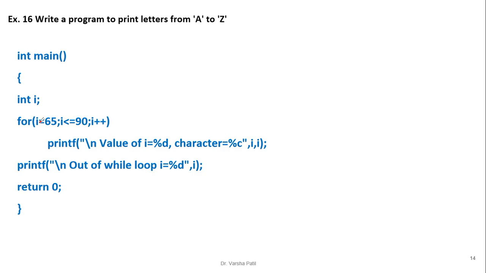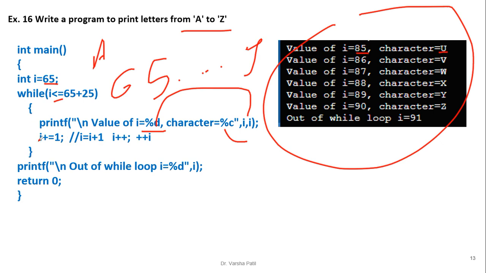Similarly for the for loop, here we can directly write initialization, final condition and increment, and there is only one statement, so there is no need to give opening and closing parentheses. Here two statements are there, that's why we have given opening and closing parentheses.